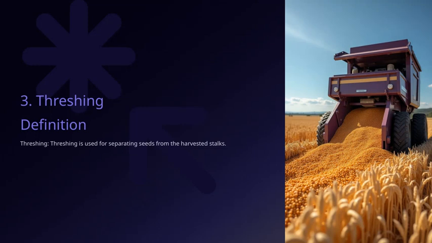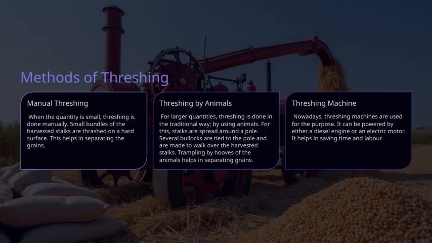Now, let's talk about thrashing. Thrashing is a crucial step in the harvesting process. It refers to the method we use to separate the seeds from the harvested stalks. Essentially, after the crops are collected, the seeds are still attached to the stalks, and thrashing is what frees them. This step is vital because it directly impacts the quality and quantity of the seeds we can collect for planting or sale. Throughout this presentation, you'll see that thrashing connects to the overall theme of efficient farming practices and maximizing crop yield. It's a traditional yet essential process that has evolved over time, but remains at the heart of grain processing. Now, let's talk about the different methods of thrashing.